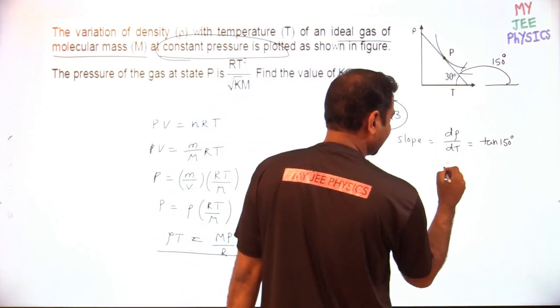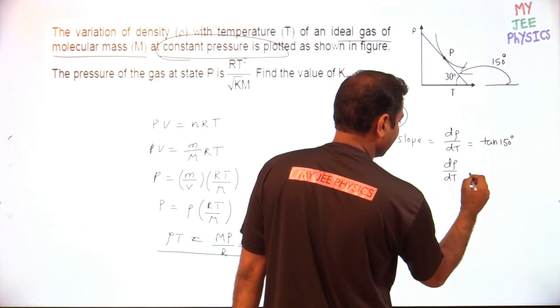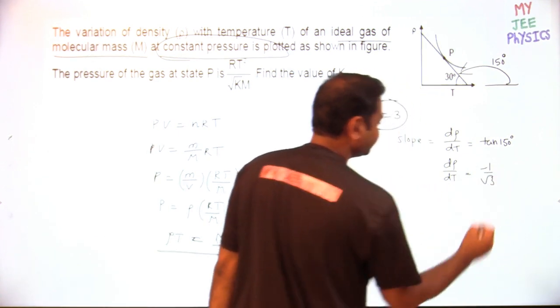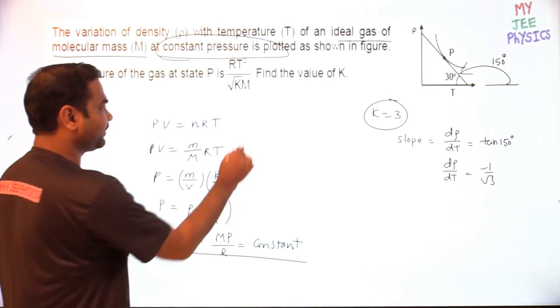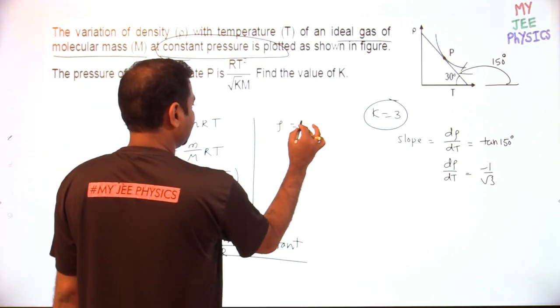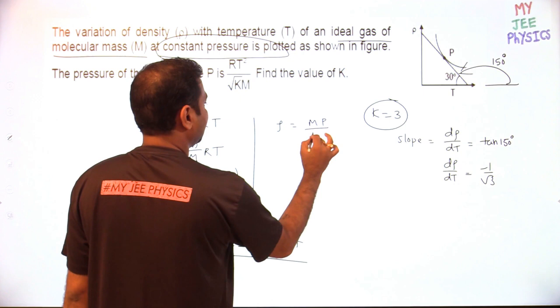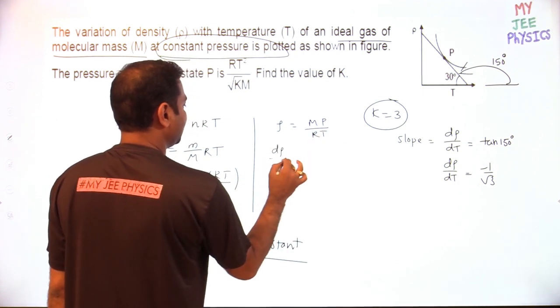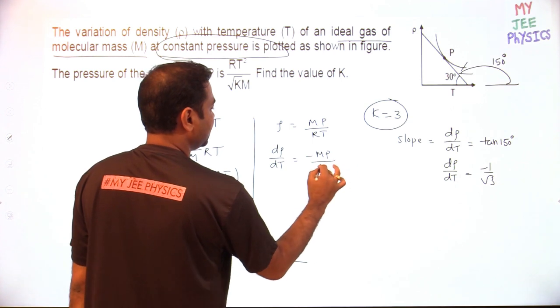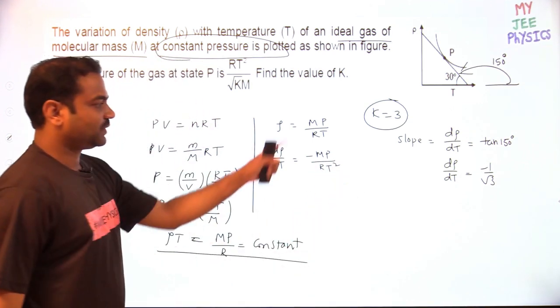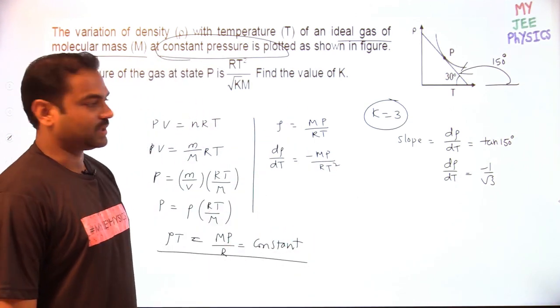Okay, let us see. So d rho by dT is equal to what we can write down? Minus 1 by root 3. Similarly, let us see what d rho by dT is from this expression. What is rho equal to? Rho is equal to M into P by RT. So what is d rho by dT I can write down? I can write down minus M into P by R T square. 1 by T derivative, M into P by R is constant.